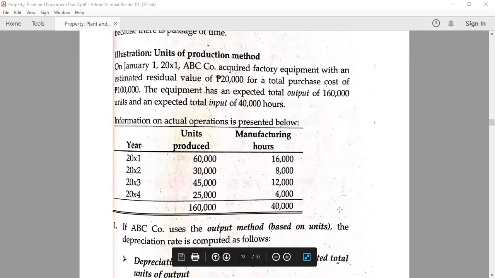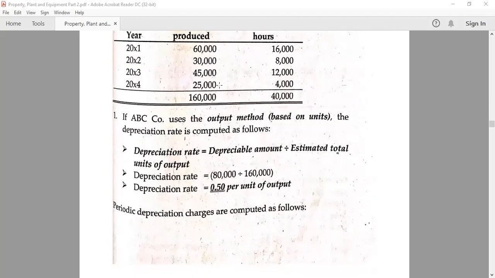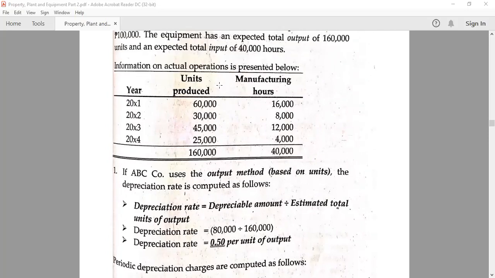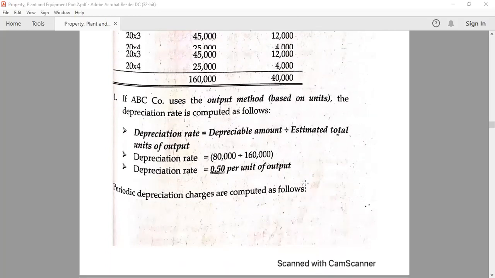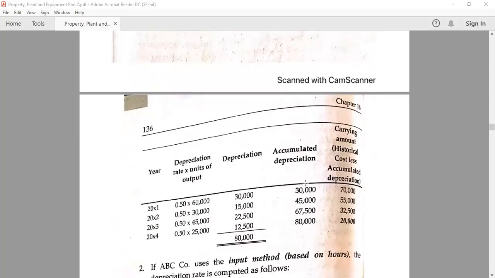So here it is. Let's have the service hours method, manufacturing hours, and then the units of production method. Our cost is 100,000 minus 20,000 residual value. Therefore, that's 80,000 pesos depreciable amount, and we use that to get our depreciation rate. So 80,000 divided by 160,000 means it is 0.50 per unit of output. For manufacturing hours, that is 80,000 divided by 40,000 equals 2 pesos per manufacturing hour.